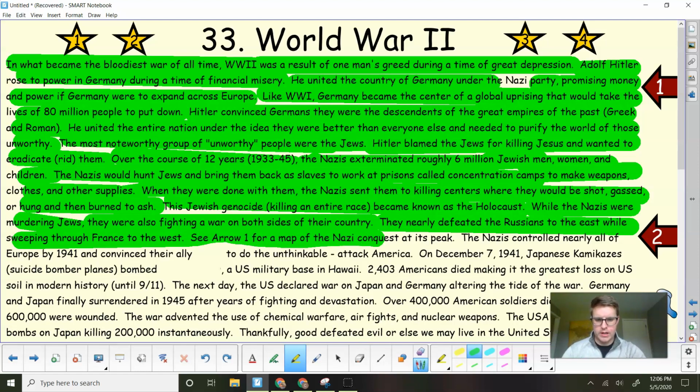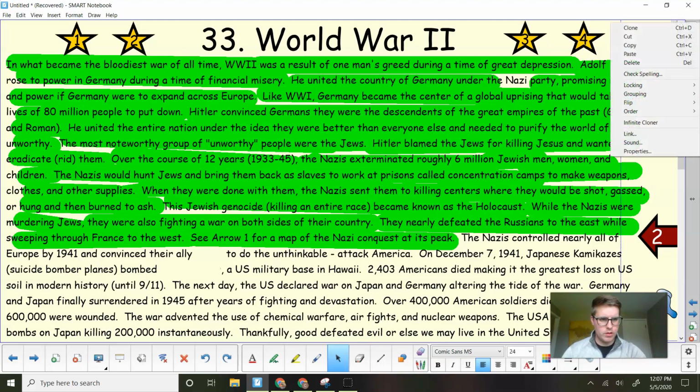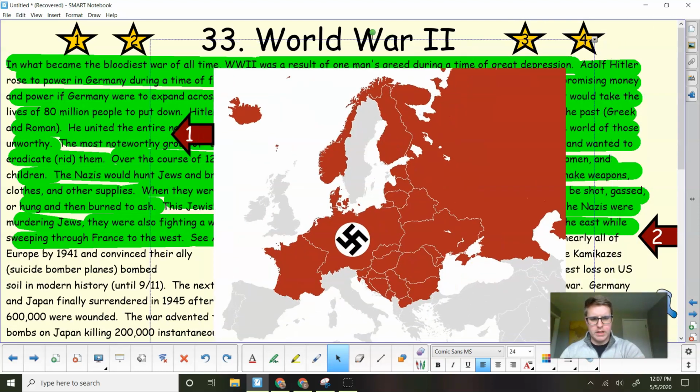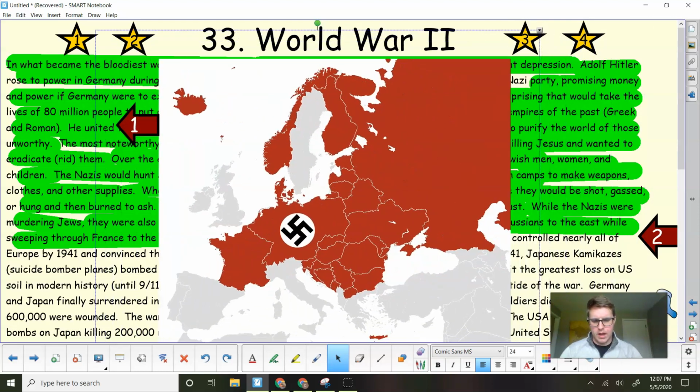Let's look at arrow 1 really quick, okay? So I'm going to take this and I'm going to bring it forward here. Bring to the front, that way you can see it. All right, take a look at all the red is all the territory that the Germans took over right away. So you see this symbol right here? That's called a swastika, and that was the symbol of the Germans. So if you ever see that symbol, it means not good things.